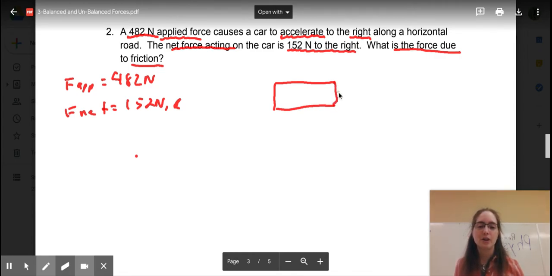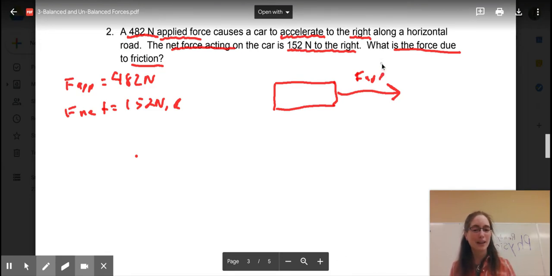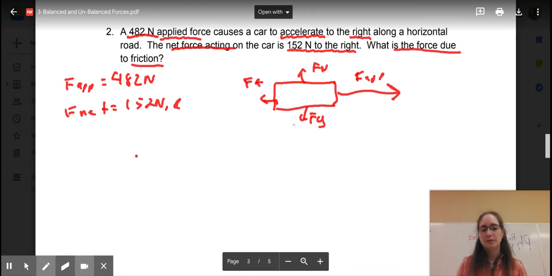Okay, so there's our object. Now the car is accelerating. So that means its force applied is going to be significantly larger than its force of friction. Okay. I'm also going to add my normal force and my FG. So now, ladies and gentlemen, looking at our force of friction and our force applied, we can clearly see by the size of those arrows that this is obviously a larger force applied than we have force of friction.